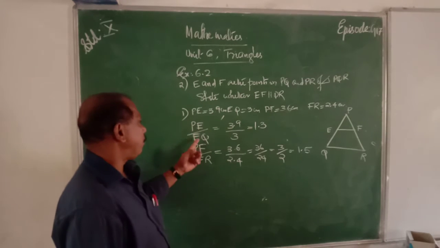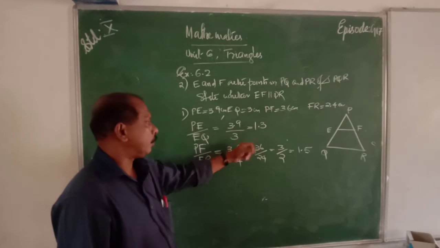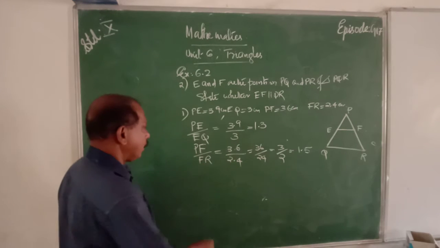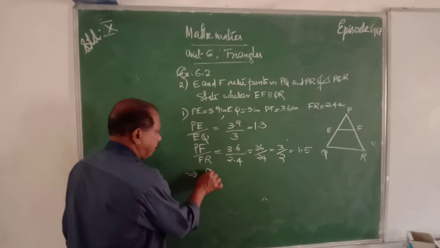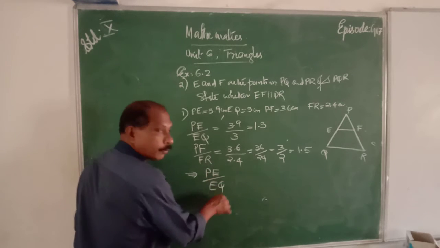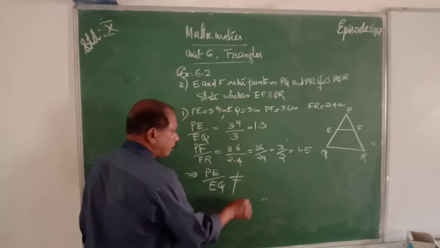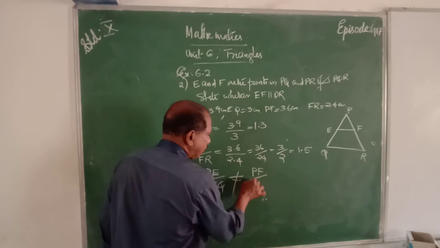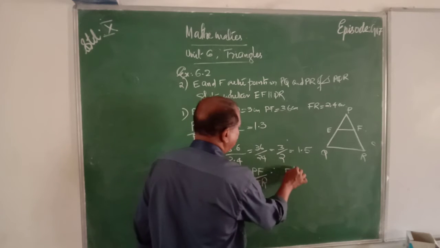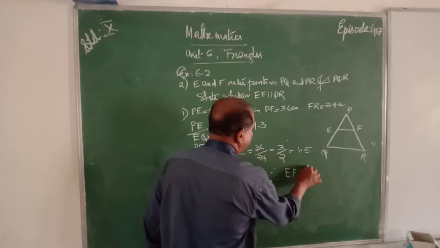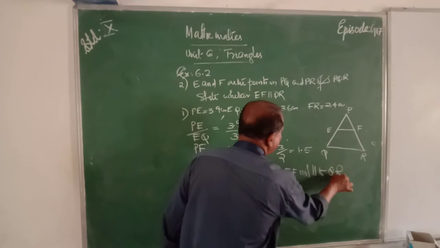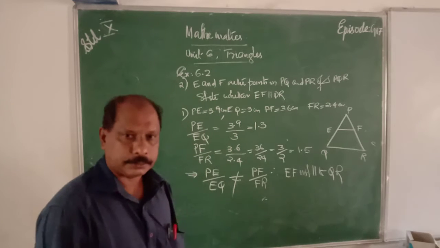Therefore, PE by EQ is equal to 1.3 and PF by FR is equal to 1.5, which implies that PE by EQ is not equal to PF by FR. Therefore, EF is not parallel to QR. That is the answer. Clear?